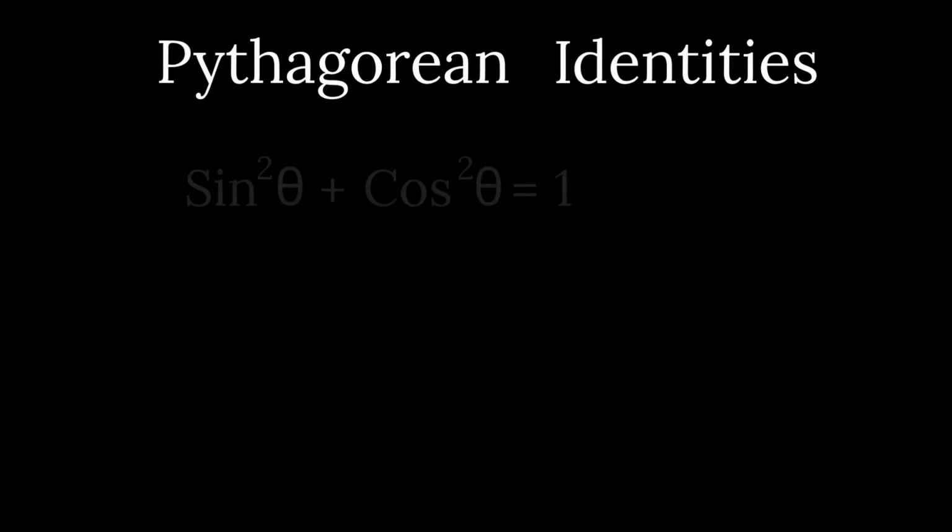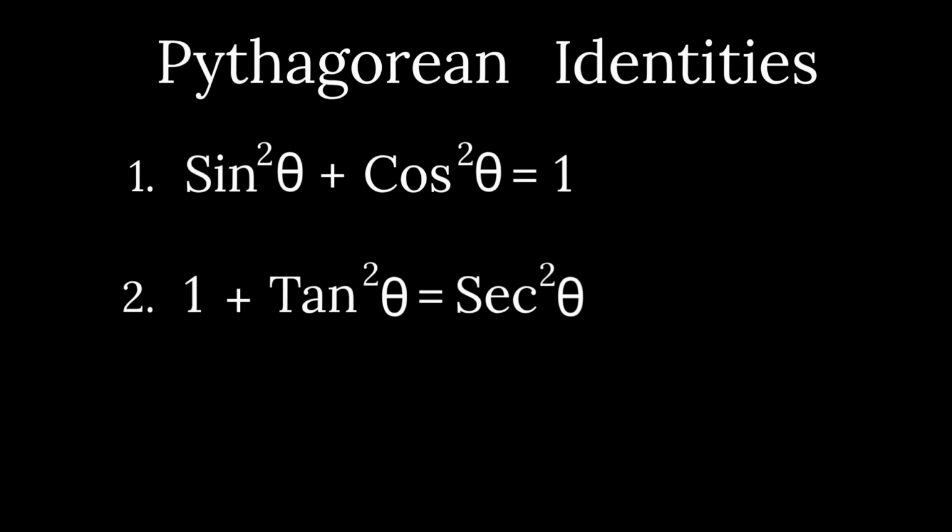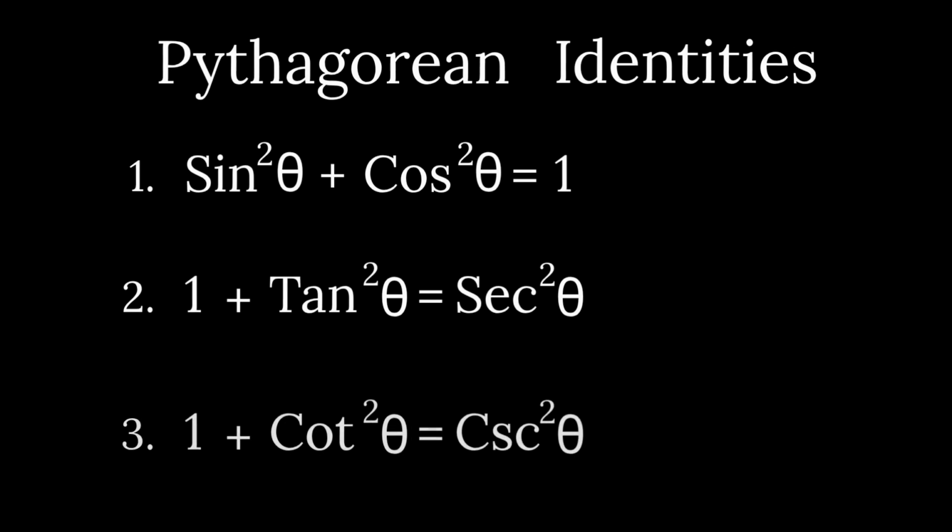The first identity is sine squared x plus cosine squared x equals 1. The second, 1 plus tangent squared x equals secant squared x. And the final, 1 plus cotangent squared x is equal to cosecant squared x. The first time I saw these, I was very confused.